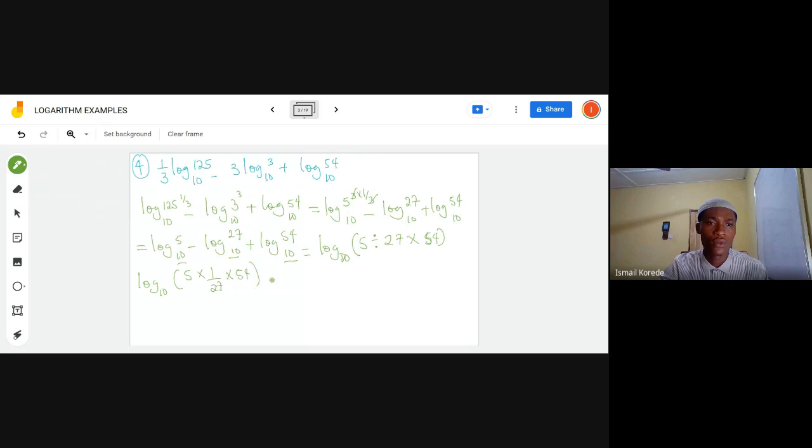So I have 5 times 54 over 27, log to base 10. So 5 times 54 is 270. You can use your calculator to do that. So 27 into 270 is 10. So I have log 10 base 10, which is the same thing as 1. So the answer to the question is 1. So this is also a NECO question.